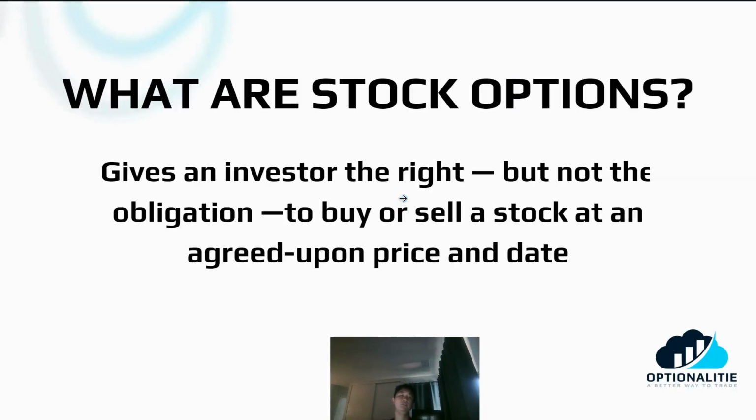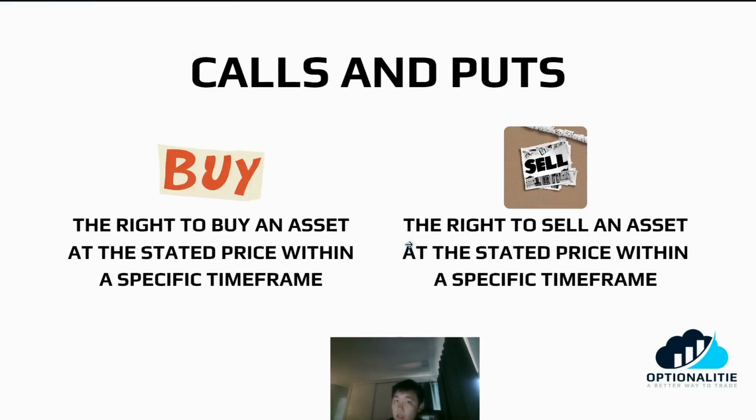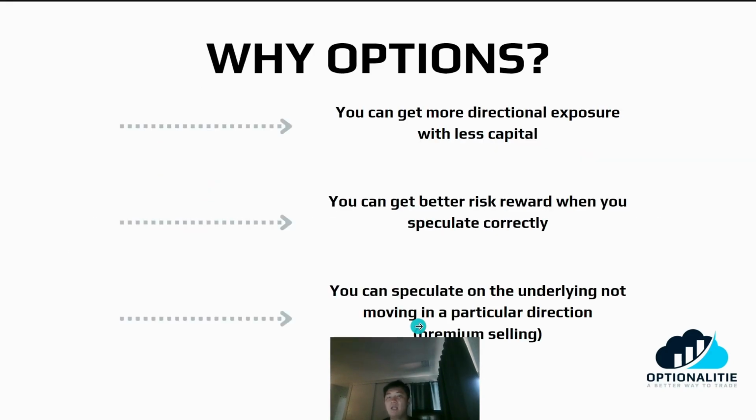So what are stock options? Stock options are contracts that give an investor the right but not the obligation to buy or sell a stock at an agreed upon price and date. So the most common ones are calls and puts, where calls are the right to buy an asset at a stated price within a specified time frame, and puts are the right to sell an asset at the stated price within a specific time frame.